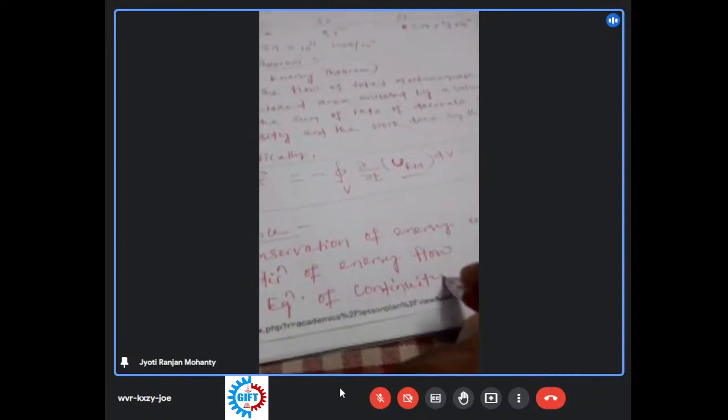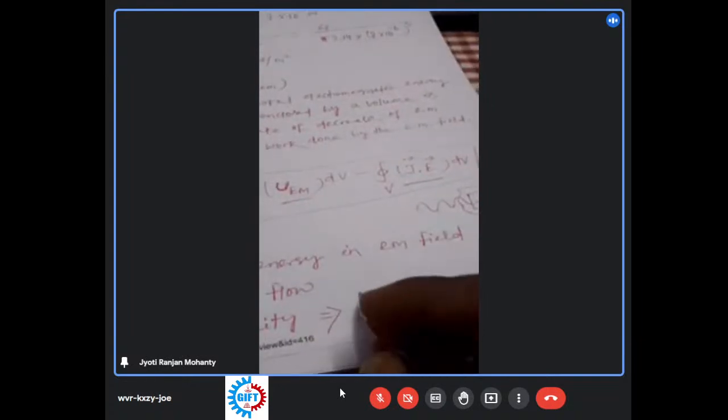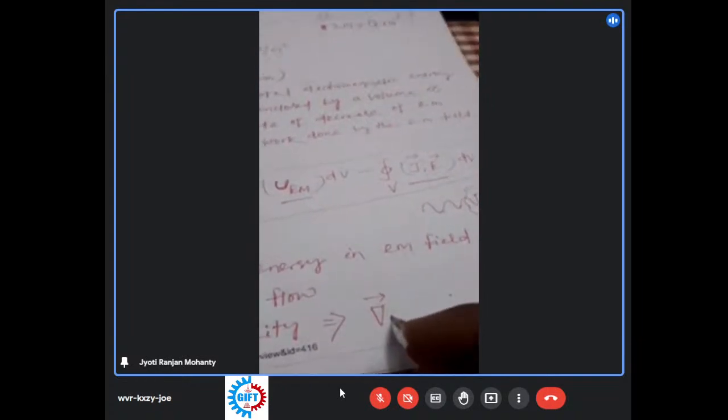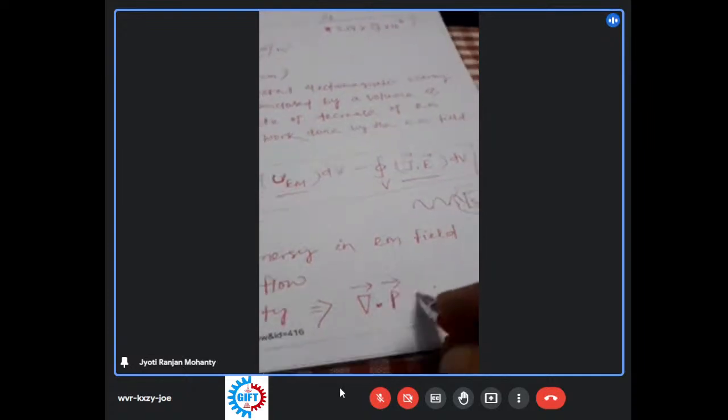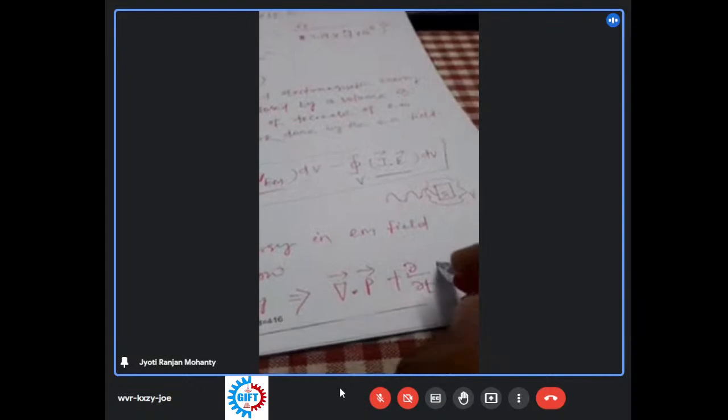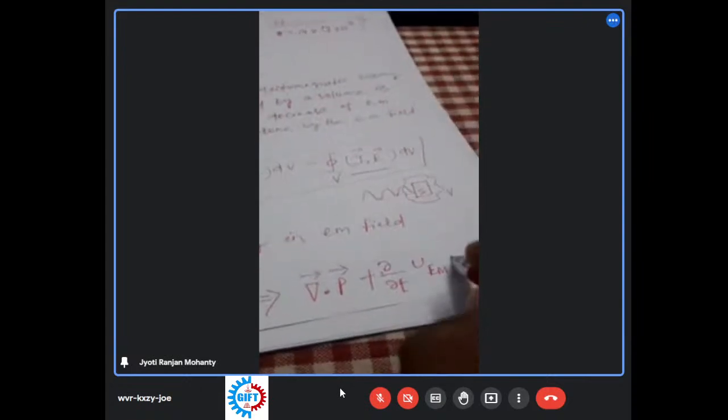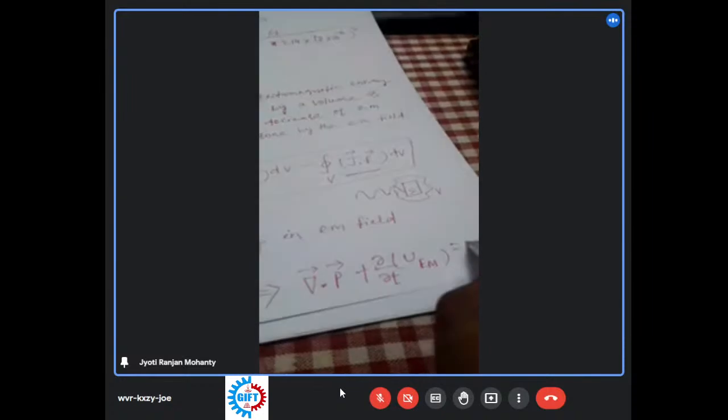Number 3: it defines the equation of continuity. Equation of continuity means, as I already told you, del vector dot P vector plus del by del t U_EM is equal to 0. Okay, so these are the significance.